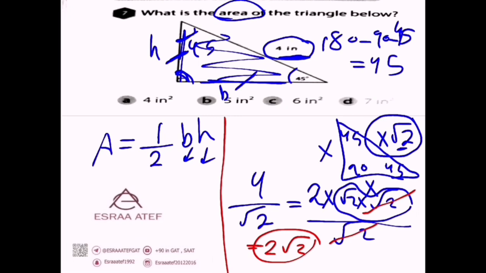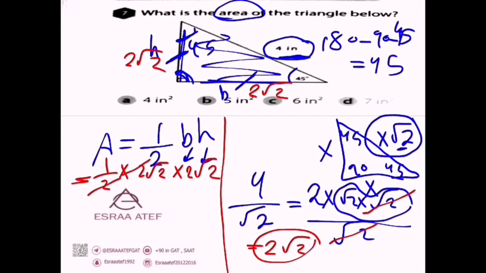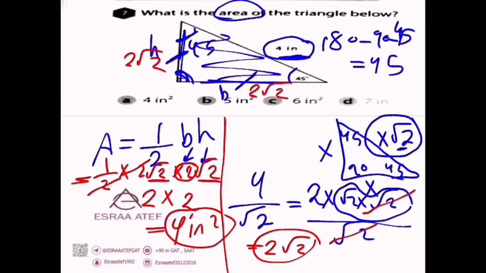To get the area, we have this part is 2 square root of 2, and here it's 2 square root of 2. So it will be half times 2 square root of 2 times 2 square root of 2. Okay, 2 will go with 2, and we have here square root of 2 times square root of 2. It will be 2, and here we have 2, which means 2 times 2, it will be 4 inch squared because it's area. So the answer will be 4.